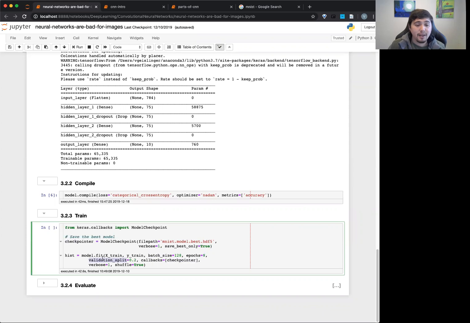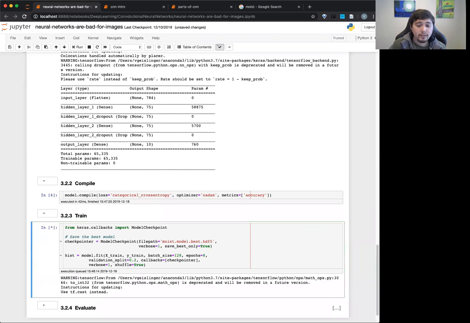Validation split, because I didn't make a validation set already, I had to put it just here. And then verbose just allows us to see the results. Note shuffle equals true, so when I get the batch size, if I'm getting certain batches, I'm shuffling it through. Okay, so we go ahead and fit this.